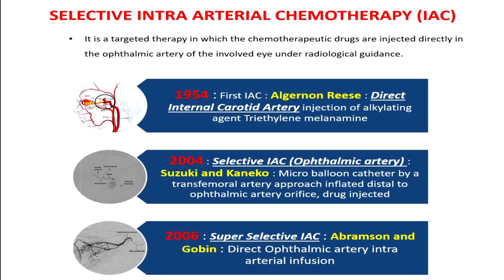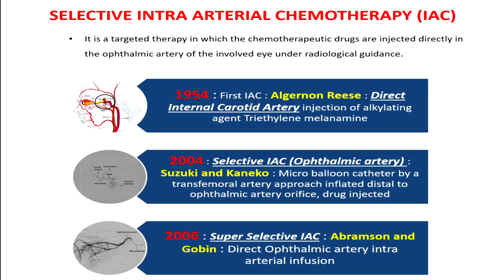It was a Japanese team which actually developed this technique by injecting the chemotherapy drug into the ophthalmic artery. Suzuki and Kaneko were the team involved in this procedure, and what they did was that they used a transfemoral artery approach, and then they used a microballoon catheter which was inflated distal to the ophthalmic artery, and through that the drug was injected. They call this a selective intra-arterial chemotherapy, because here the drug was going directly into the ophthalmic artery using a balloon tamponade.